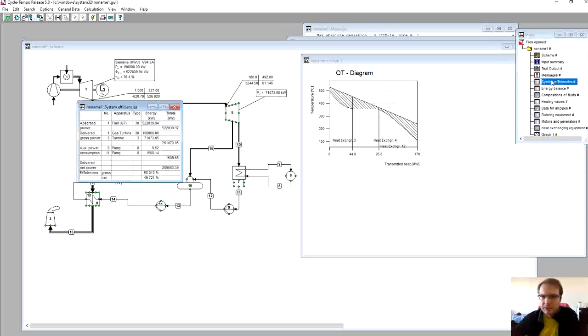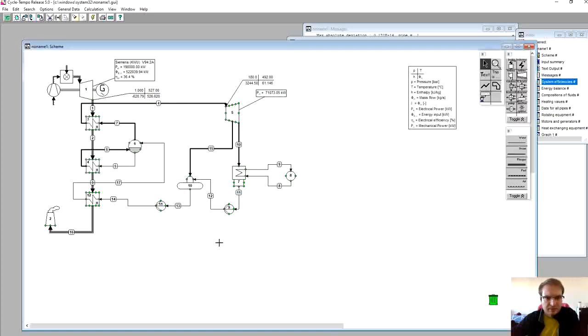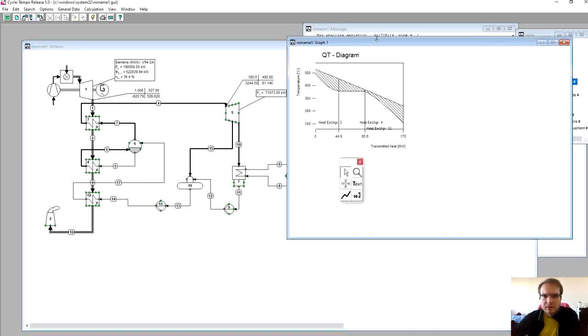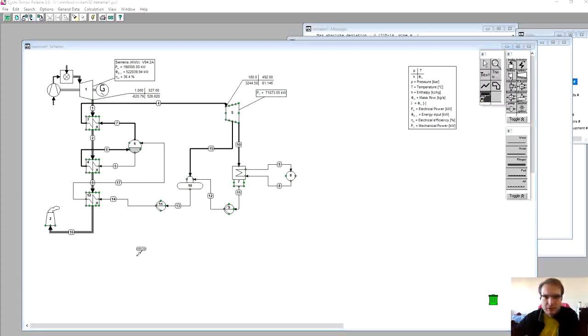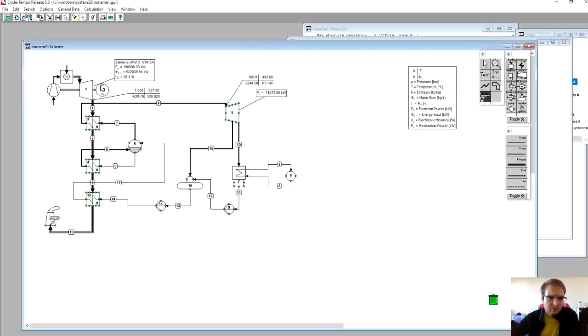Or looking at the system efficiencies, now we get overall efficiency of almost 50%. However, still looking at the flue gas outlet, our flue gas is at 238 or 239 degrees C, meaning there is still some energy that we could possibly use, and whether we can use this energy in our steam cycle, whether there is still space for it.